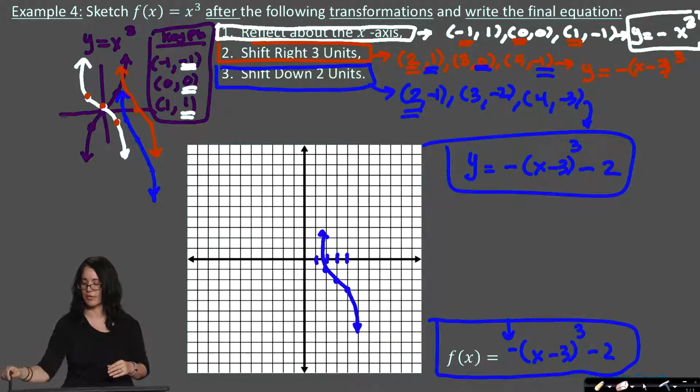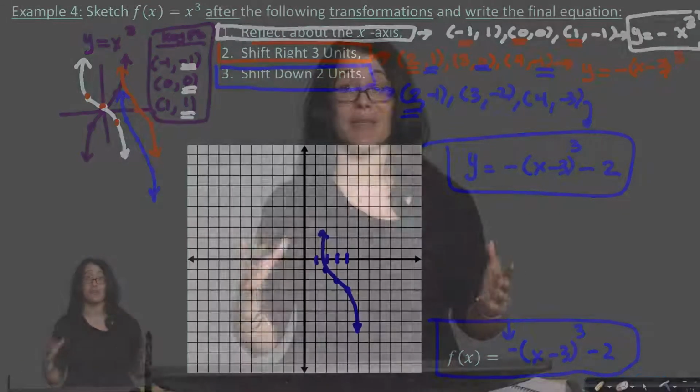All right, so there are a couple things you're going to want to practice and get really good at. The first thing you want to look at is, do I know my basic functions, and do I understand what each of the changes in the equation tells me to do for transforming them? Secondly, can I graph the transformations myself? And third, can I actually create the function myself, like this example?